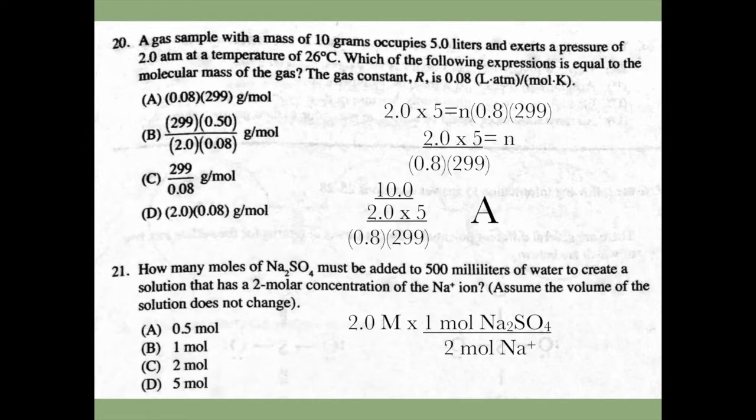Now I have the concentration of Na2SO4, and I'm being asked about the moles of Na2SO4. Since molar is moles per liter, I can simply take 1 molar and multiply by the number of liters of water, which would be 0.5. So 1 molar times 0.5, the liters from moles over liters would cancel with the 0.5 liters, and that would give me moles. So my answer is 0.5 moles.